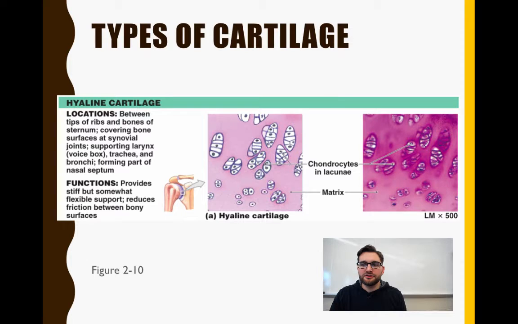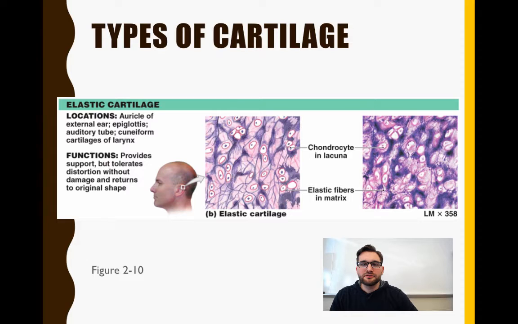So hyaline cartilage, we can see the chondrocytes that are there, along with the extracellular matrix. This type of cartilage is found between the tips of the ribs and the bones of the sternum. It covers bone surfaces. It helps to support the larynx, the trachea, and the bronchi, and it forms part of our septum. Major functions are providing stiff but somewhat flexible support, and it helps to reduce friction between bony surfaces.